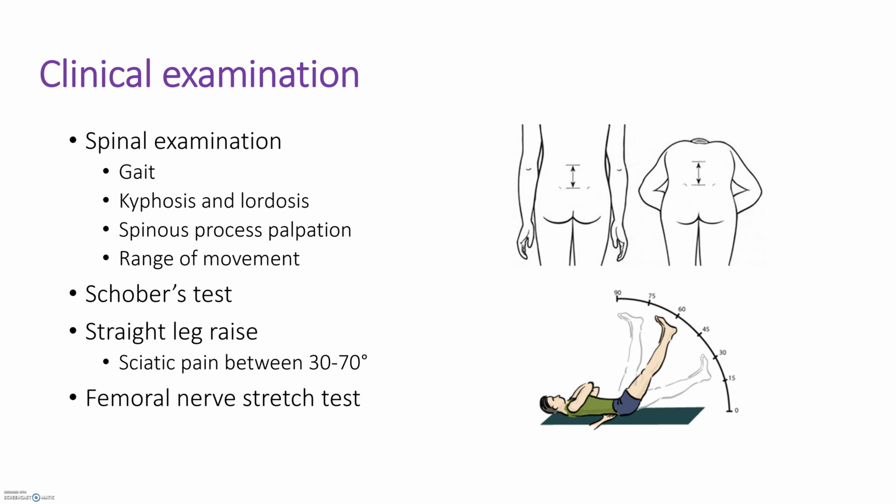You could also do a femoral nerve stretch test. So you can lie the patient prone on their front, flex their knee and try and extend their hip up. So this test is positive if they get pain within their thigh or inguinal region. You could also do a full neurological examination.